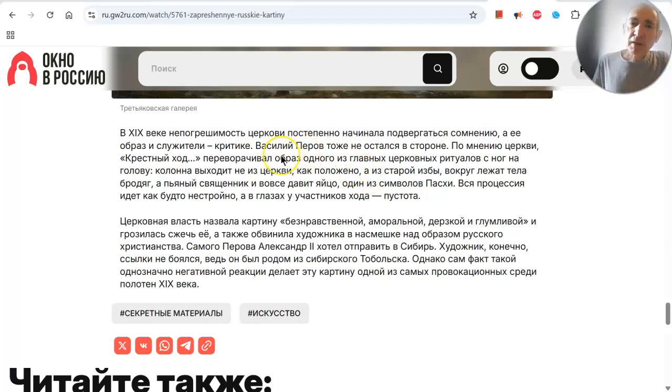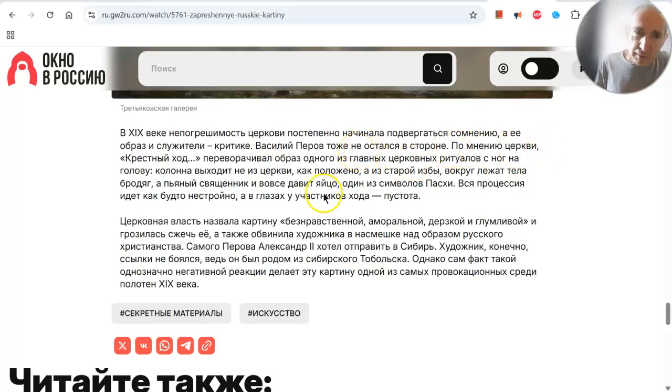And then they continue. Василий Петров тоже не остался в стороне. Не остался в стороне is one expression. Please underline. Не остался в стороне. In English that would be he did not remain beside, like he participated in that. But literally, сторона means side. So не остался, did not remain. And в стороне means aside. So he did not remain aside, meaning he also participated in this process of casting doubt at the church functioning. Василий Петров тоже не остался в стороне. So Vasily Petrov, the painter, also did not remain aside.